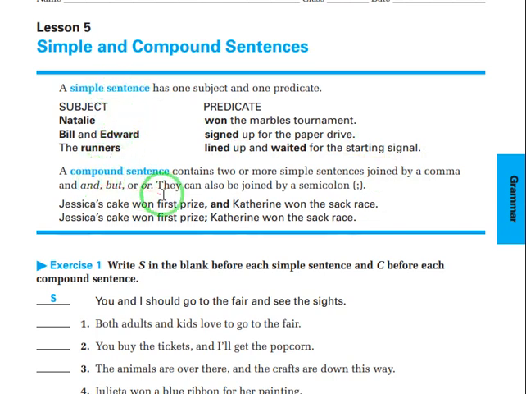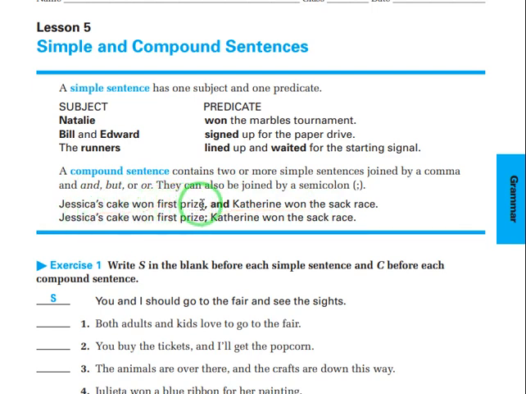However, a compound sentence contains two or more simple sentences joined by a comma and a conjunction. We have to use only one of these three conjunctions to make a compound sentence: and, but, or. They can also be joined by a semicolon.